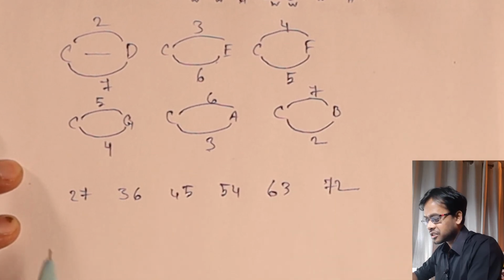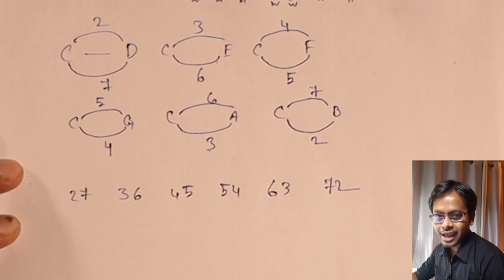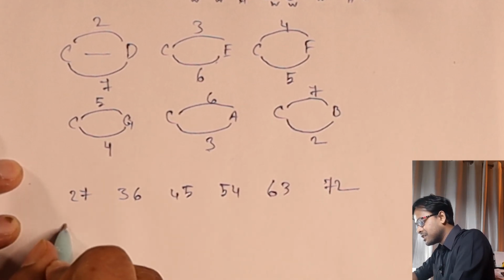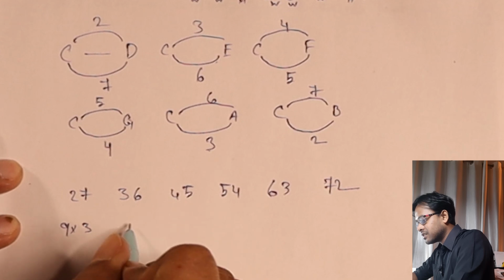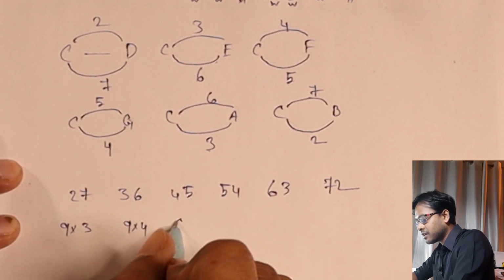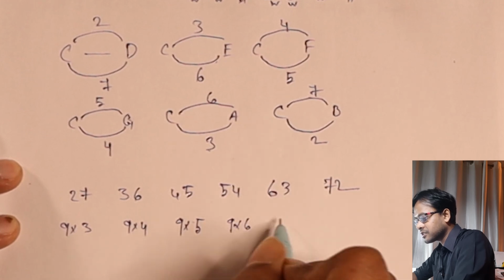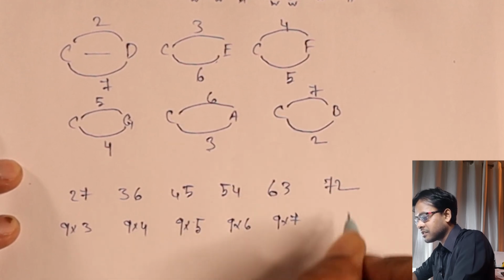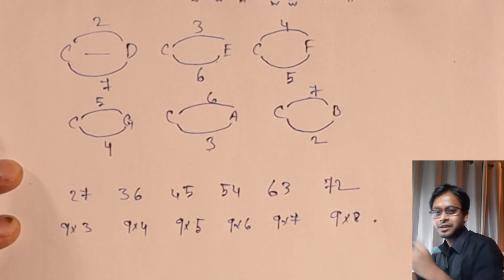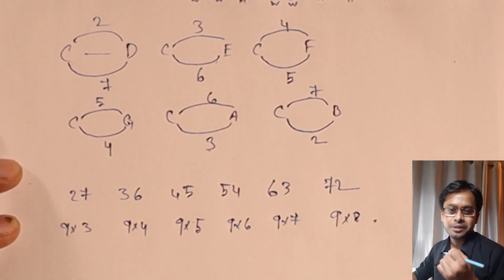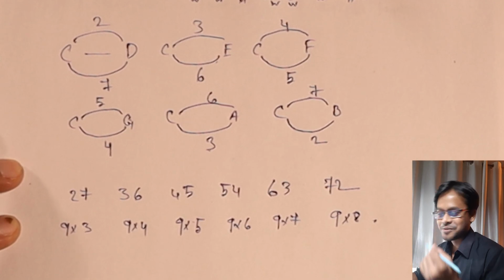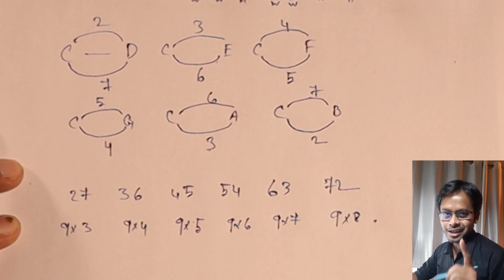Look closely. These are all multiples of 9. So 27 is 9 times 3, 36 is 9 times 4, 45 is 9 times 5, 54 is 9 times 6, 63 is 9 times 7, and 72 is 9 times 8. So you just need to remember the multiplication table of 9 from 3 to 8 in order to quickly find out the interval between two given musical notes.